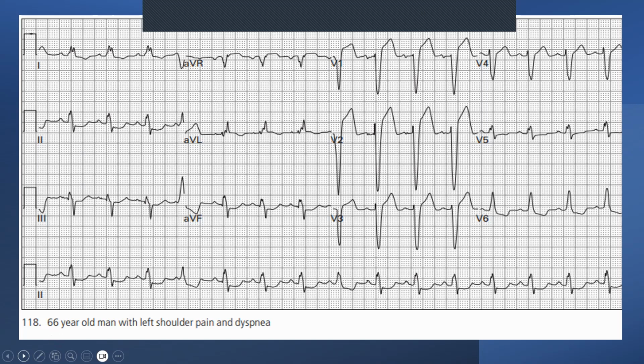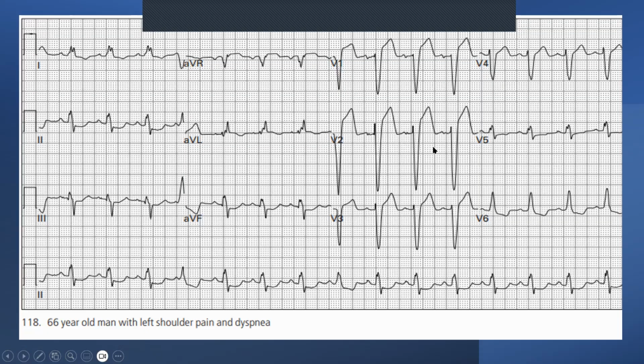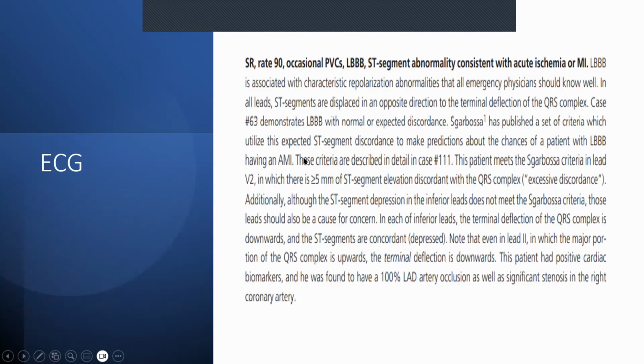Now let's look at the answer that was given. So we've got a sinus rhythm rate of 90, okay, so, occasional premature ventricular complexes. Do we really have those? Let me just check. Or maybe it does come out once in a while. Oh, I think they're just talking about these. Yeah. So we do have a premature complex of this. Sorry, I missed that. ST segment abnormality consistent with acute ischemia or MI. Now, this is the part that trips people up. So let's have a look and see what they talk about.